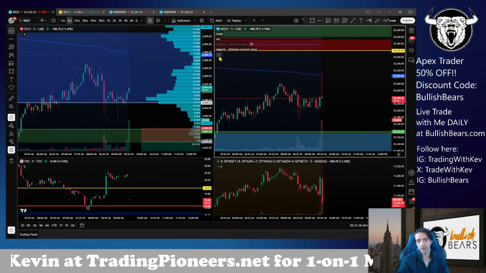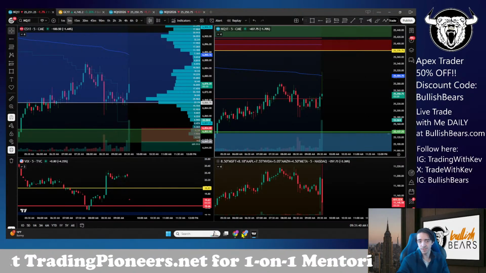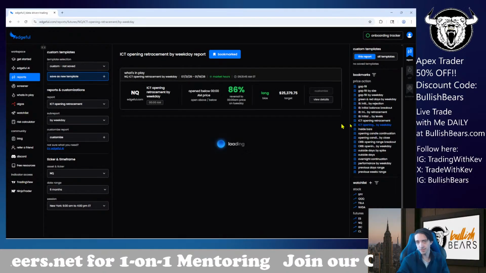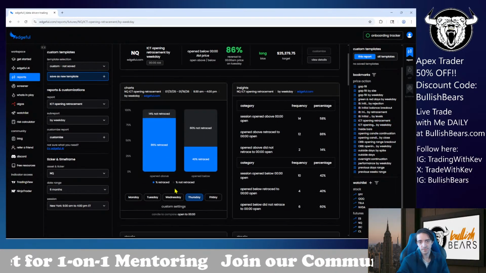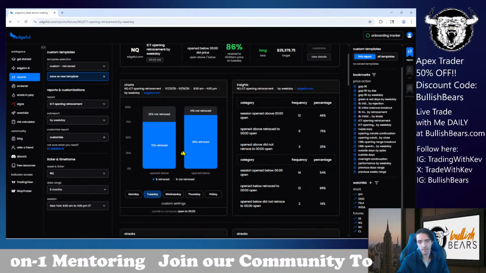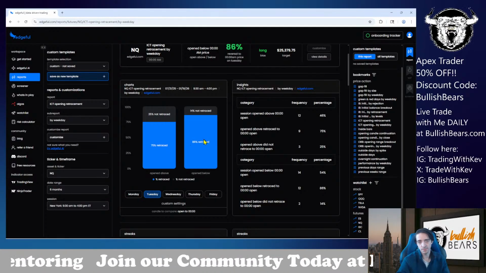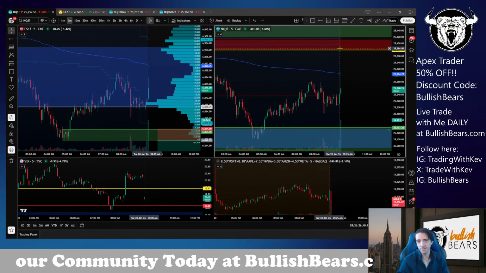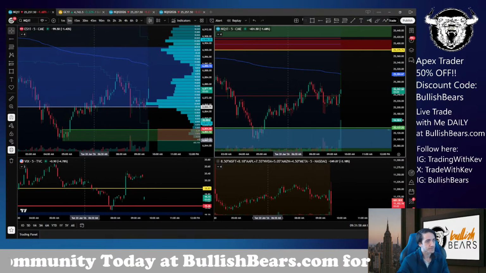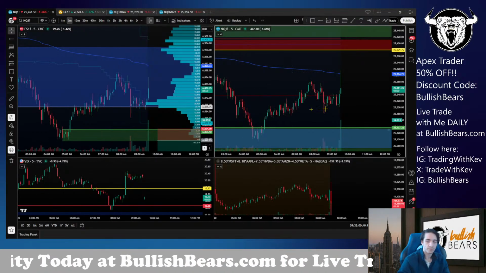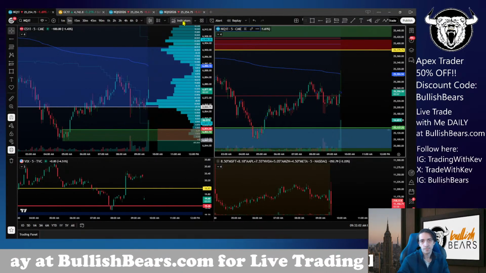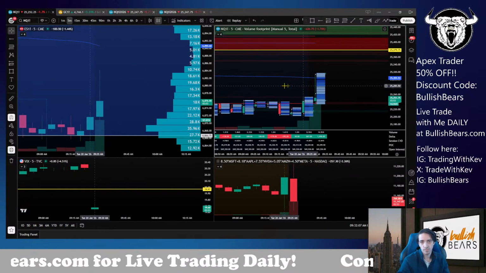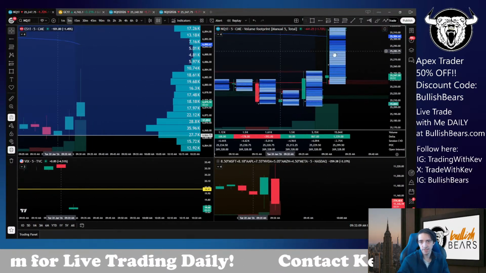Nasdaq rejecting VWAP. I wonder about that midnight price level on Tuesday. ICT opening retracement by weekday. Isn't today Tuesday? Yeah. Opens below 86% retraced. That is referring to this yellow level right here. Point of control is a bit higher there.